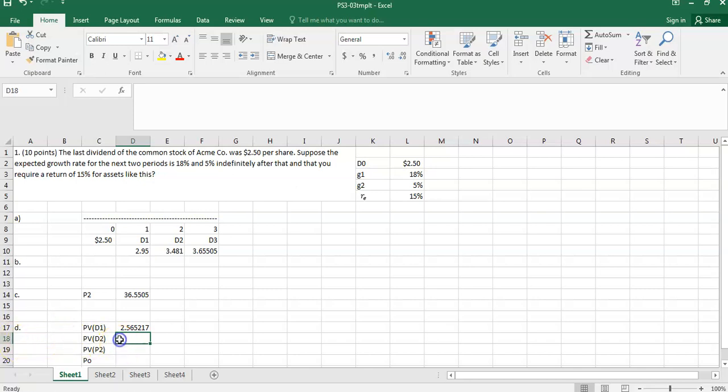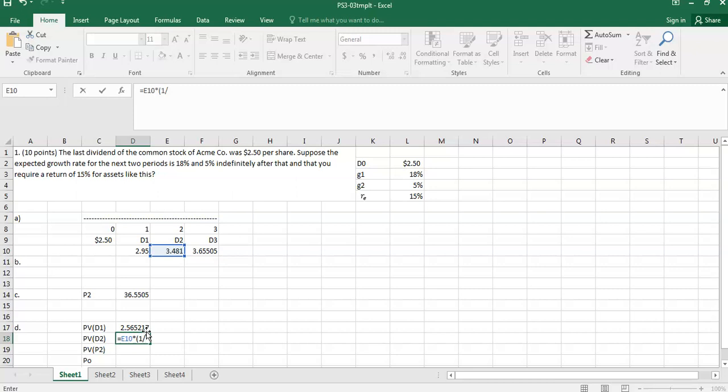Okay, now I want to do the same thing for D2 and for P2, but I've got to keep in mind that now I'm discounting this cash flow back 2 periods. So for D2 then, I'm going to multiply this by my discount factor, which is 1 over. You could also think about this as dividing by the interest factor.